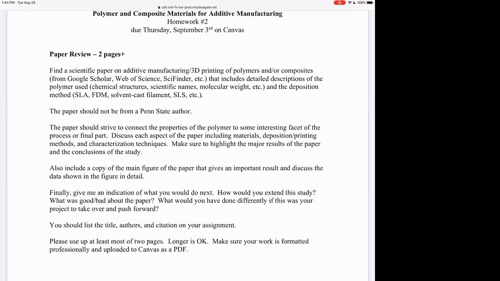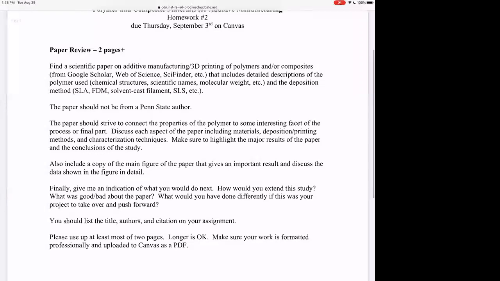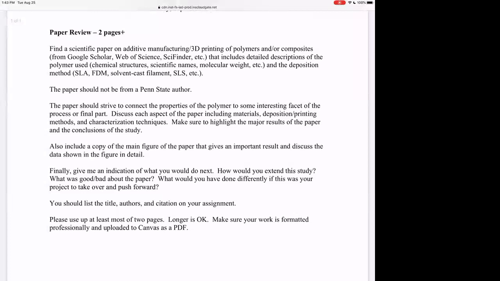So for this first paper, you're going to find a 3D printing paper that says, we used this specific polymer with this specific additive manufacturing method. I don't want to see a paper from a Penn State author, because I read all those papers anyway, so find someone outside of Penn State. The paper should strive to connect details of the polymer to some interesting facet of the additive manufacturing technique or the final part. So I really want a materials focused paper.